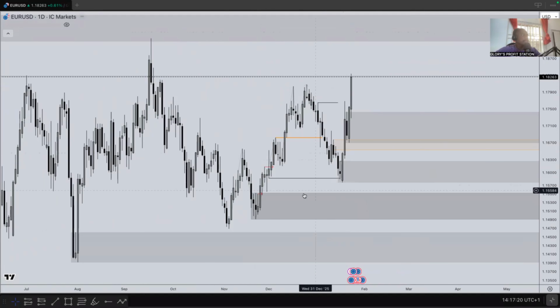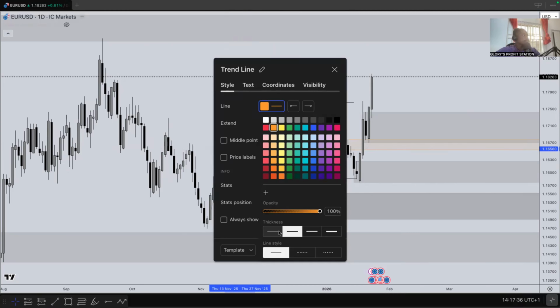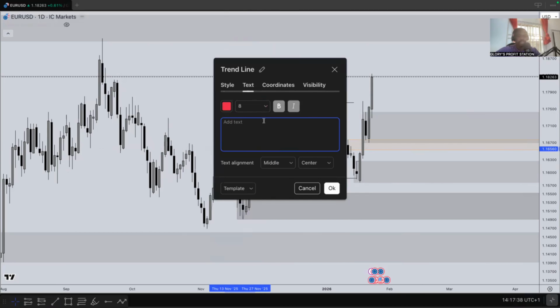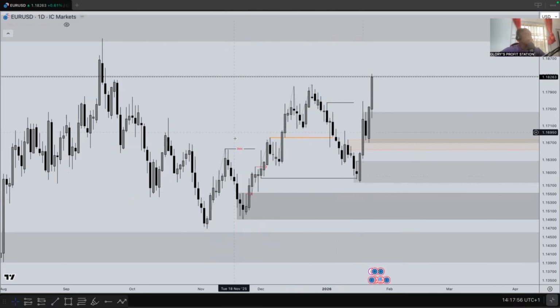On the daily time frame, we had this massive push to the upside, and externally, we took out this high here. So that's a break of structure. That's a very valid break of structure right there, on the external structure. That's a break of the external structure.